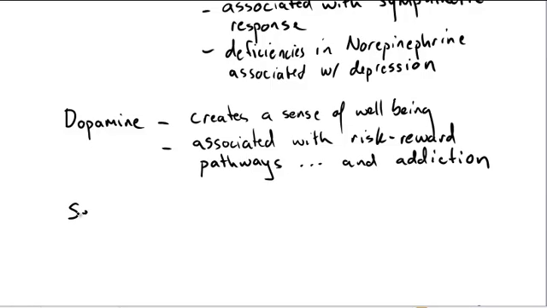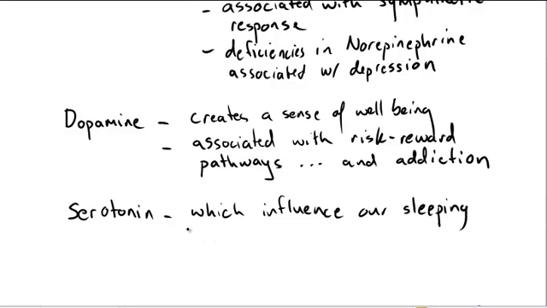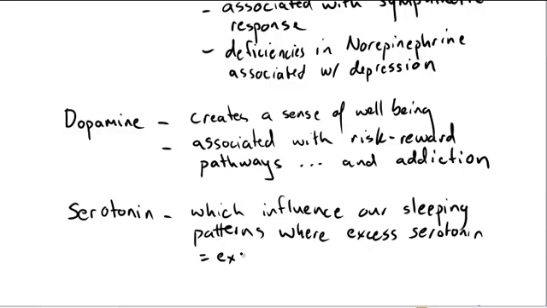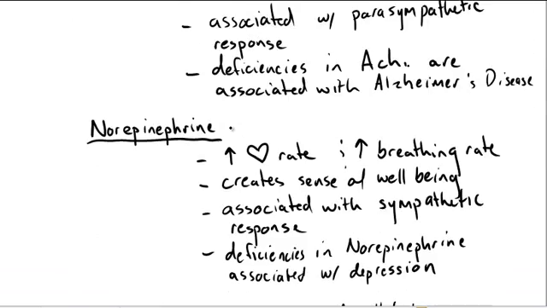The other one is serotonin, which influences our sleeping patterns, where excess serotonin equals excessive sleepiness. So those are 4 key neurotransmitters of our body.